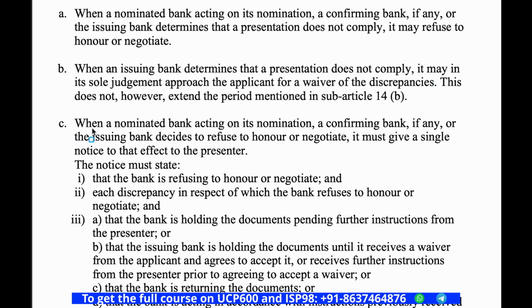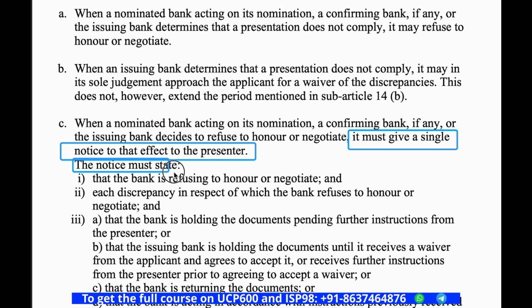Next, when a nominated bank acting on its nomination, a confirming bank if any, or the issuing bank decides to refuse to honor or negotiate, it must give a single notice to that effect to the presenter. So that is, if any bank decides not to honor or negotiate a discrepant presentation, then it must give a single notice to that effect. It cannot send multiple notices for the same. And the next one is very important. These points are talking about what the bank has to state in its notice of refusal, right?